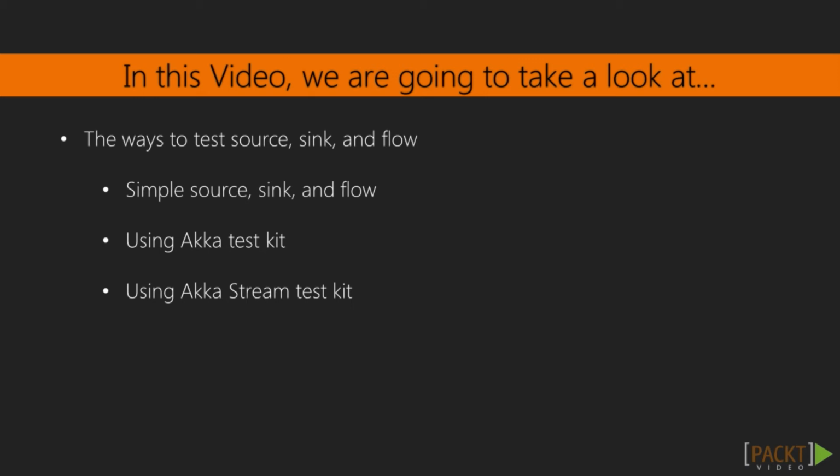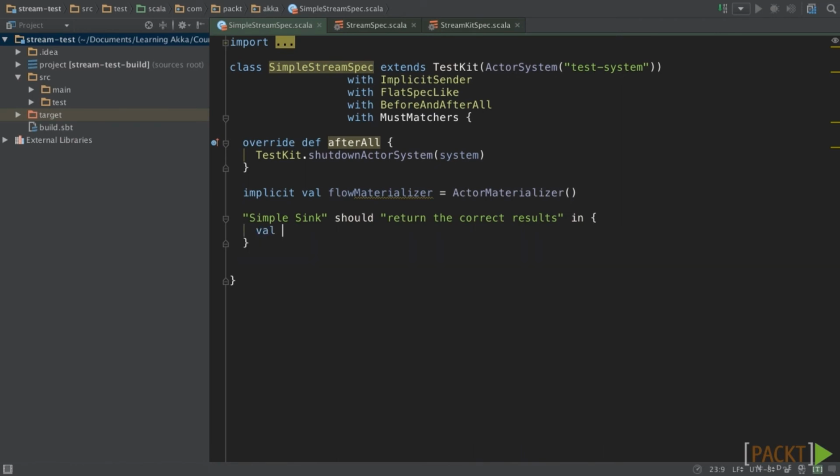simple sources, syncs, and flows, using actors, using Akka Stream Test Kit. Let's play with the first method. We will start with sync.